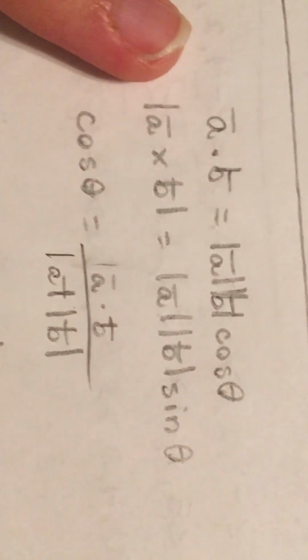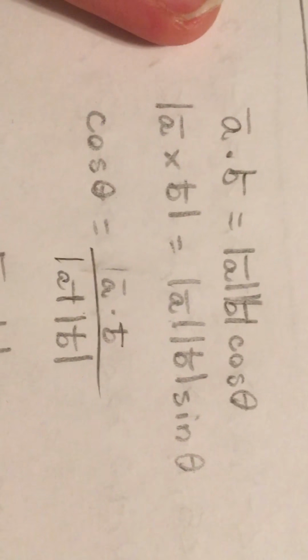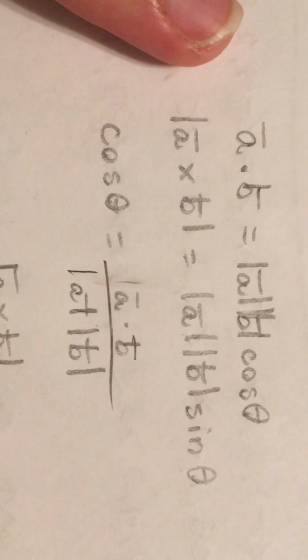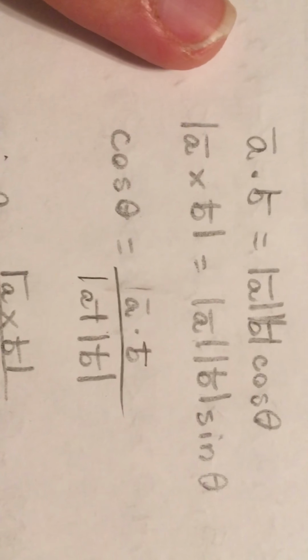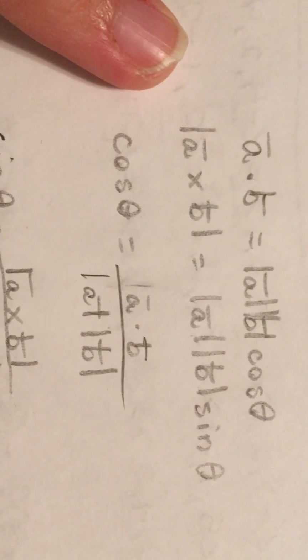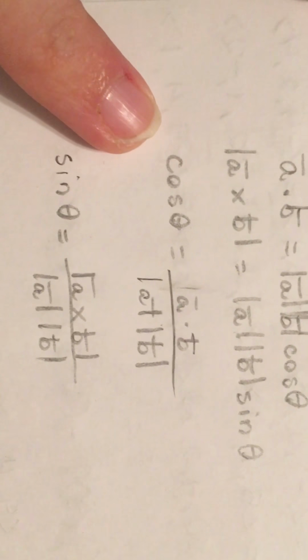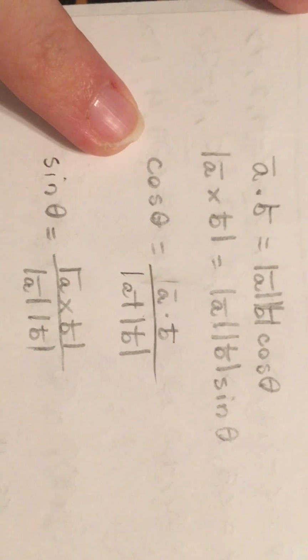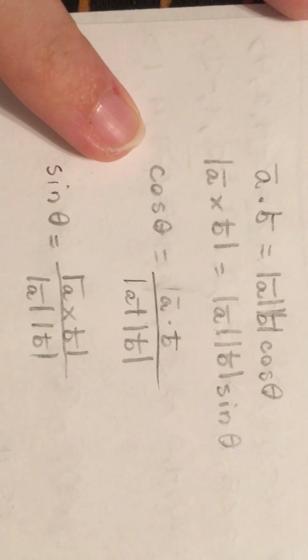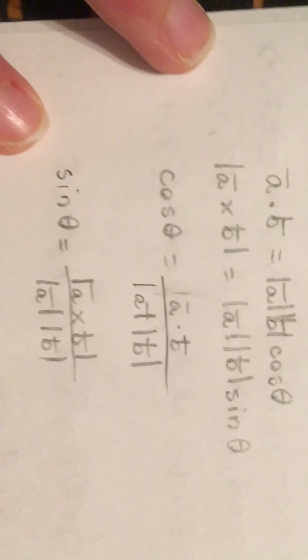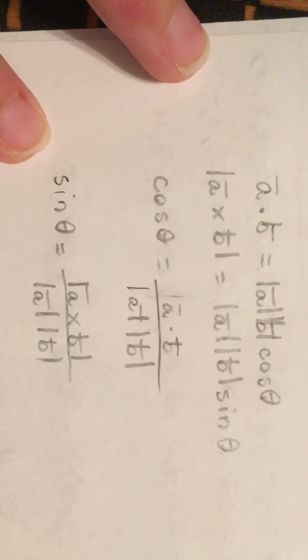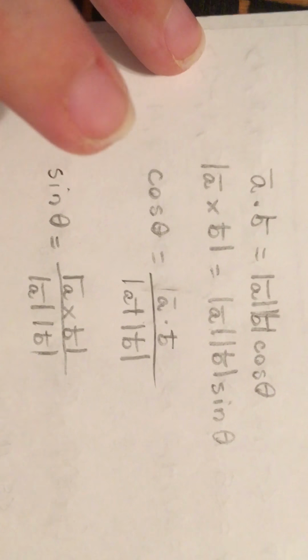So we can do this using our vector identities, where the dot product of A and B is equal to the magnitude of A times the magnitude of B, cosine of theta, and the cross product of A and B is equal to the magnitude of A and the magnitude of B times sine theta. So solving for cosine theta, we get the dot product of A and B divided by the magnitude of A times the magnitude of B, and solving for sine of theta, we get the cross product of A and B over the magnitude of A times the magnitude of B.